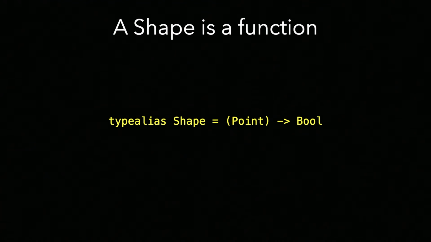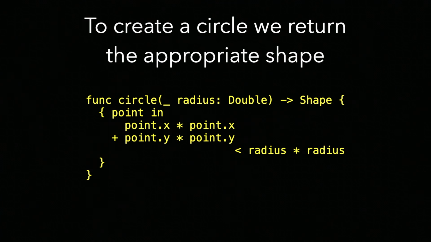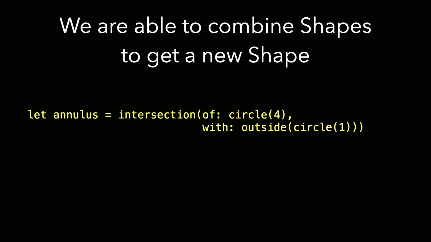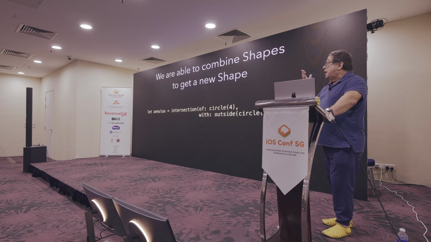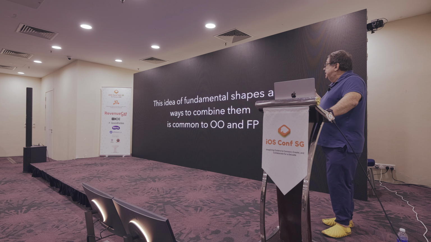No fish yet. Now, I've separated the shape from the code that draws the shape, and that's a big step. A shape is a function. I have this way of producing shapes like a circle, and I have a way of combining shapes. And that's this sort of geometry language. That's this idea of these fundamental shapes that get combined.